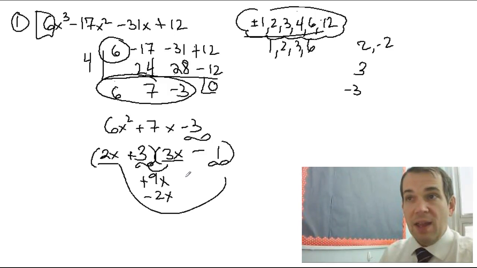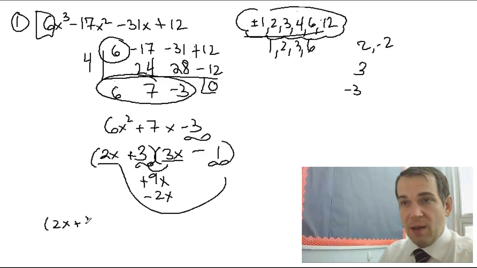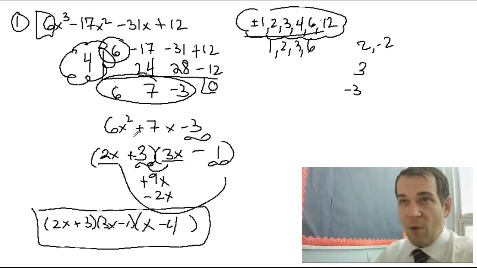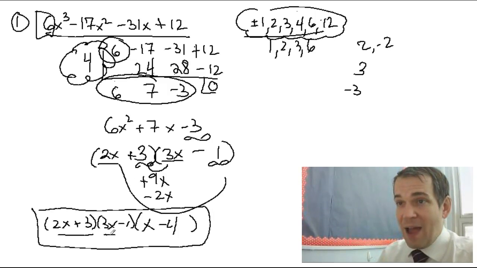So my final answer of the factored form is 2x plus 3 times 3x minus 1 times one more factor. And since it was a 4 that worked, the other factor is x minus 4. This would be the factored form of this polynomial. Now to find the zeros, I'm just going to take each factor and figure out what makes each factor 0.